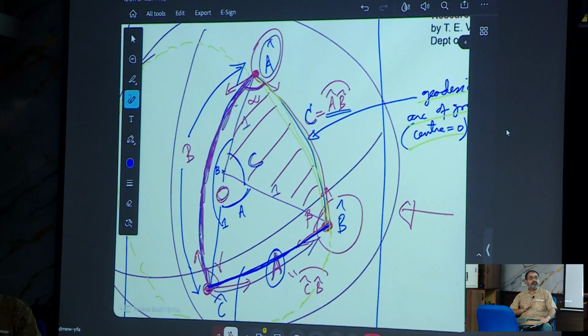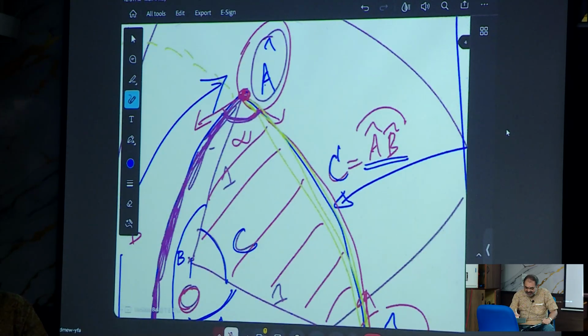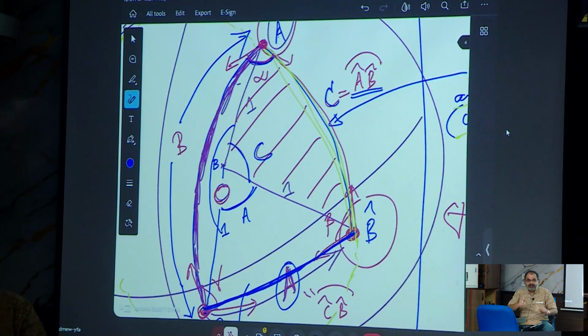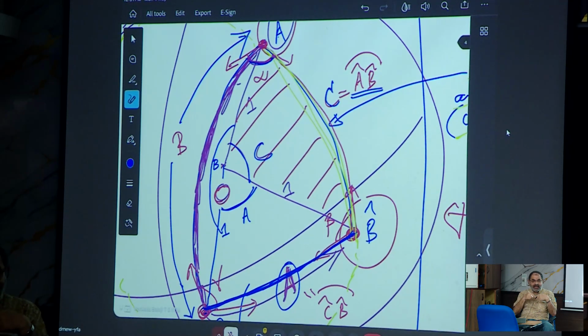connecting A hat and C hat. So you must understand the situation: this A hat is a vertex, alpha is the angle at that vertex in the spherical triangle, and opposite to that you have capital A, which is the opposite side, an arc length, and that capital A is also the angle subtended by that arc at the center of the sphere. So this is what you should keep in your mind. This is the setup.